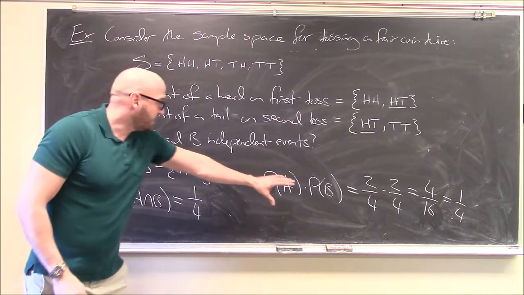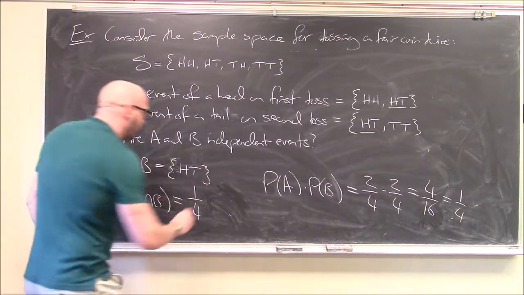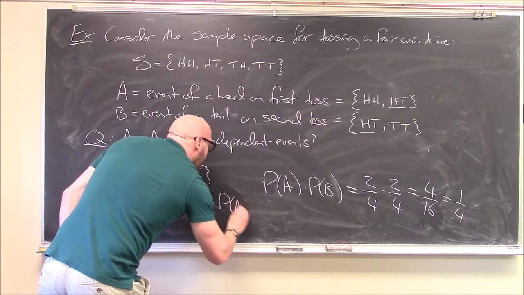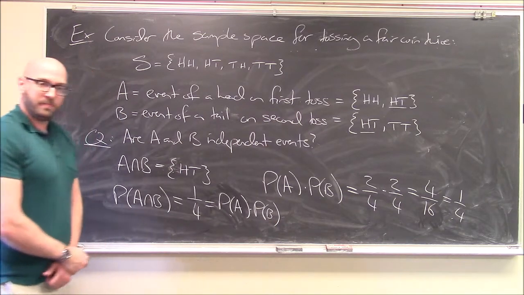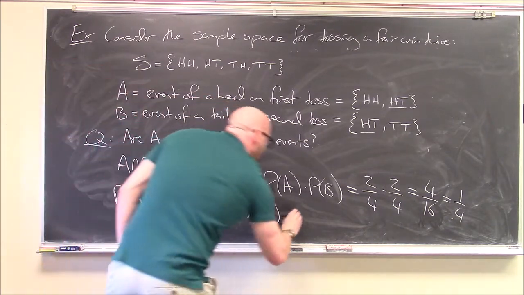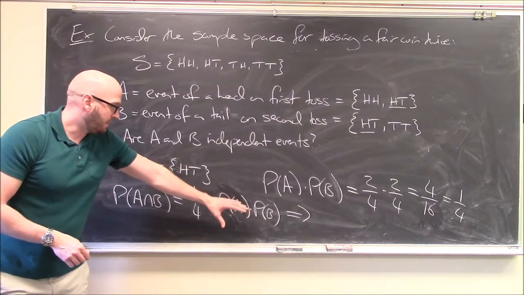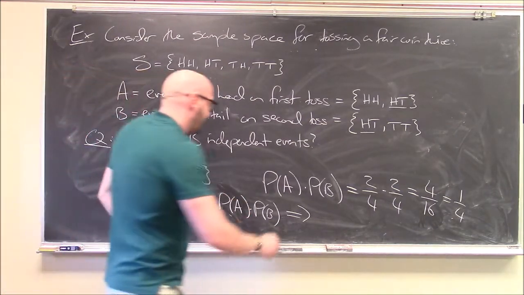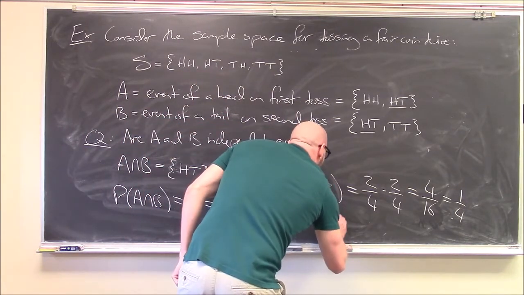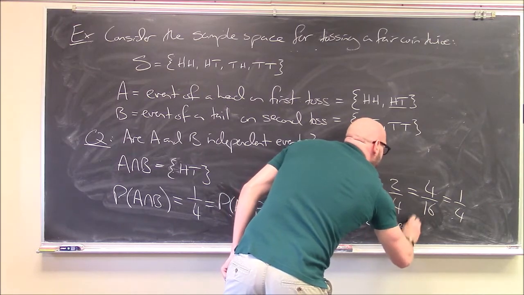So indeed, these two numbers are equal, right? The probability of A and B is 1/4, which is exactly the probability of A times the probability of B. So the conclusion is that yes, because I have equality of these two numbers, they are indeed independent events. So A and B are independent.